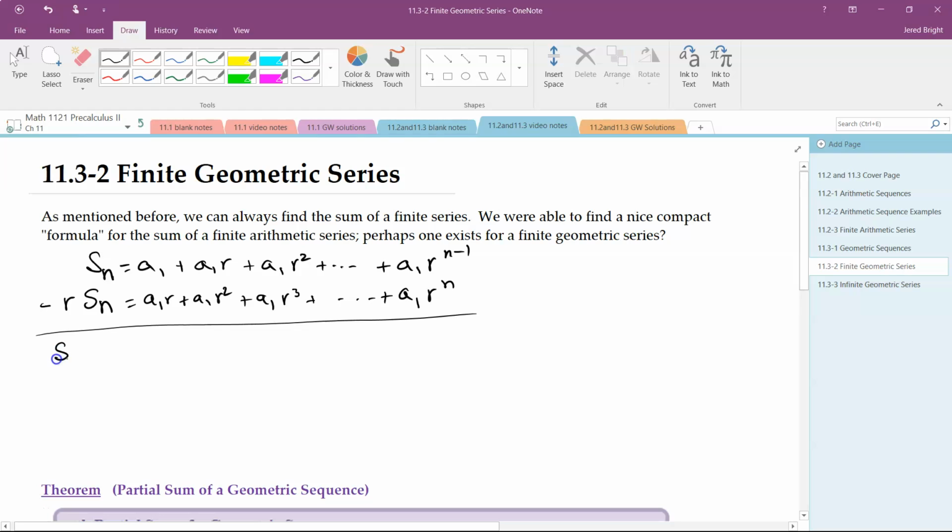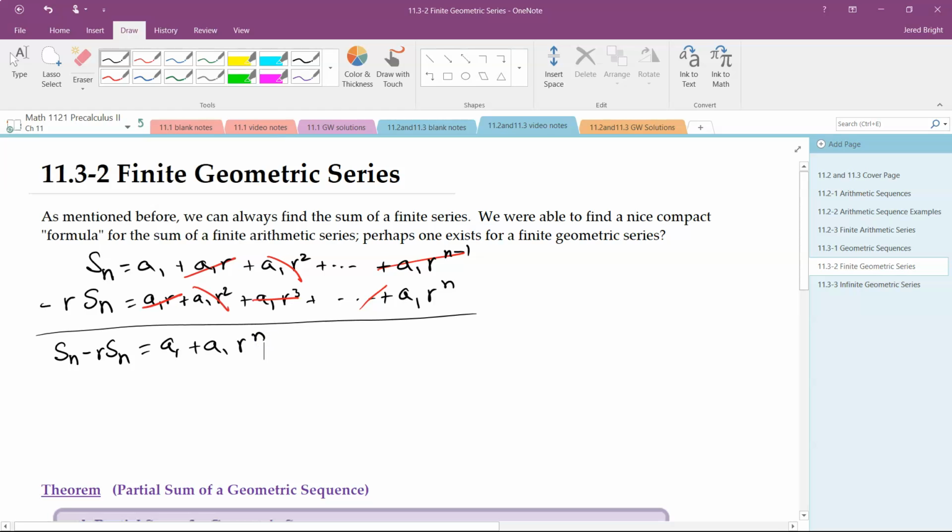So I have S sub n minus r S sub n. This is going to be, let's see, I'd have a1, right? And then this term and that term would cancel. That one and that one would cancel. This one and the next one would cancel. And this would actually cancel with the term right before. So all I'm left with is plus a1 r to the n.